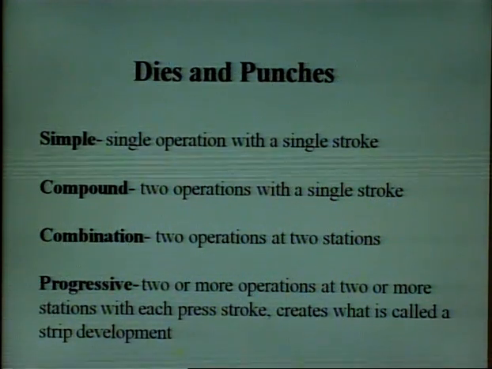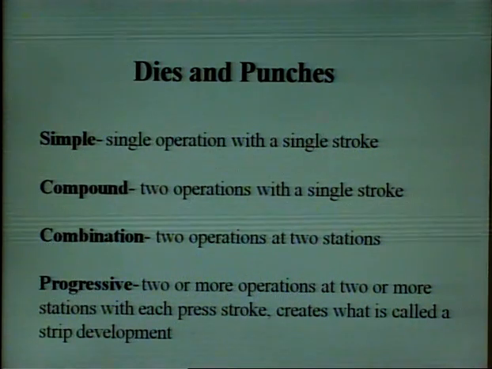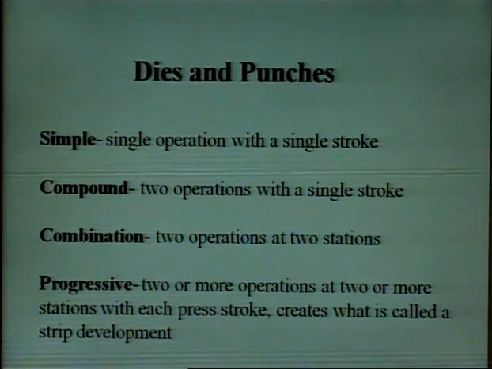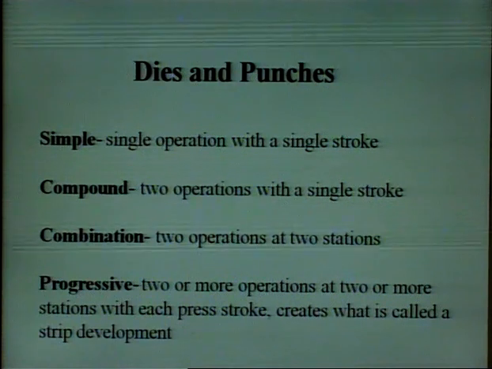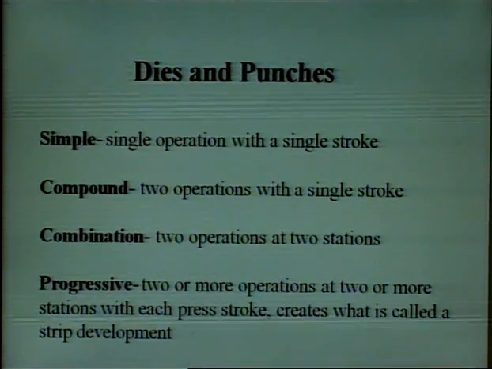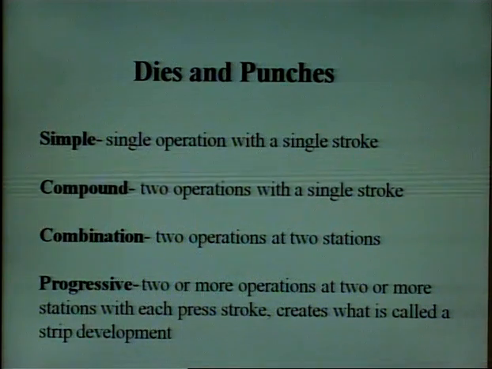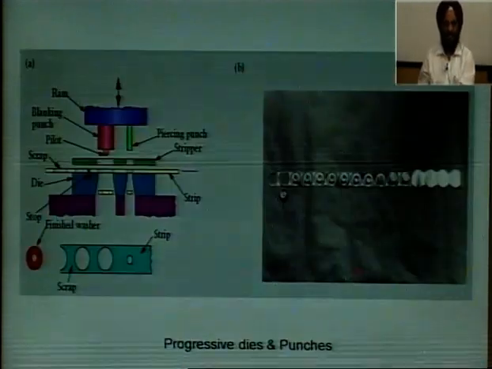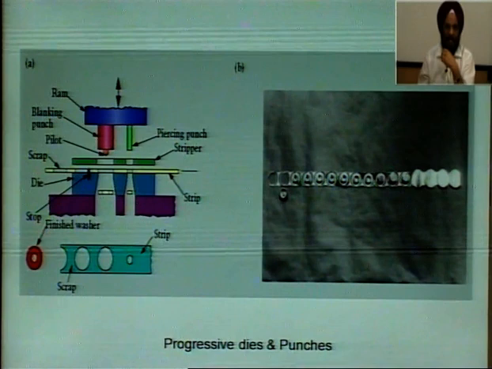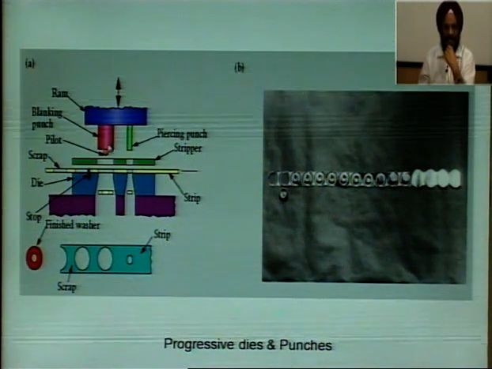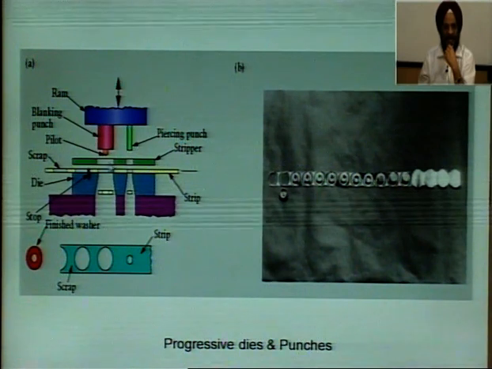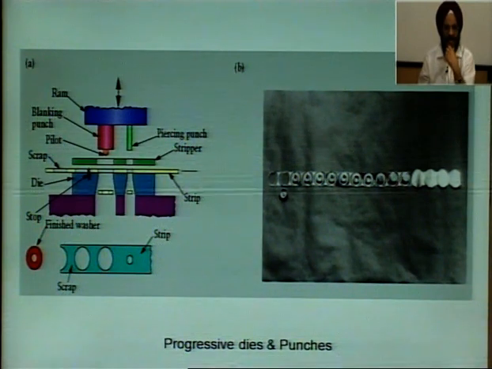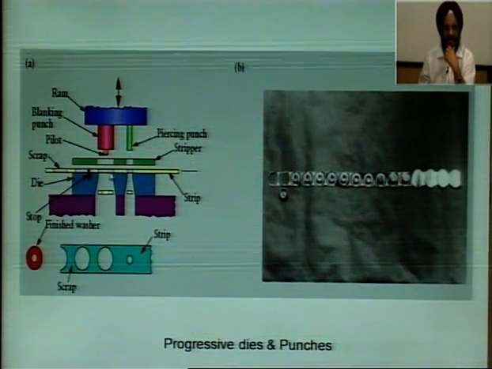Then you have combination dies where you can have a continuous type of operations, that means two operations at two different stations, and you have progressive dies where you have two or more operations at two or more stations with each press stroke. I will just show you. Just see, this is basically a punch here, a pilot and a punch here. So, in a single stroke, what we can do is we can have two operations. I can have this as well as this hole.